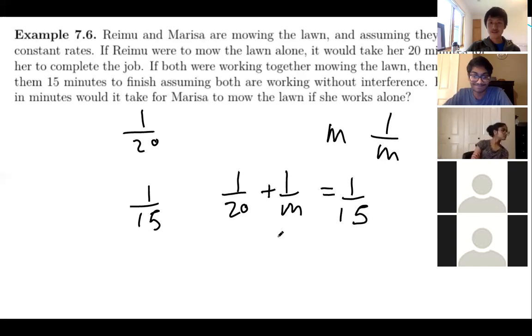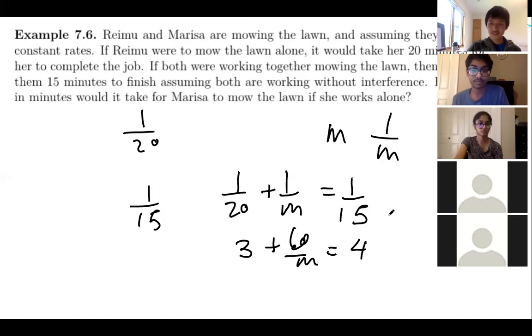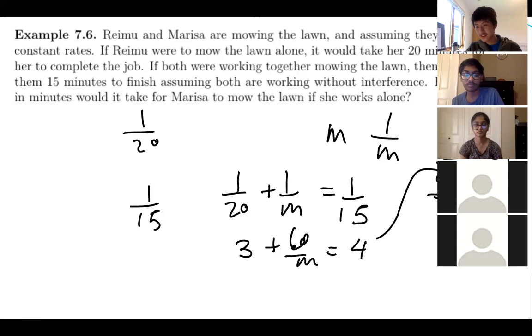So if we solve this out, we can multiply both sides by 60. So 60 times 1/20 is 3. And this actually might not work that well, but whatever. And 60 times 1/15 is 4. So that means 60/m equals 1, and m equals 60. So 60 is correct.